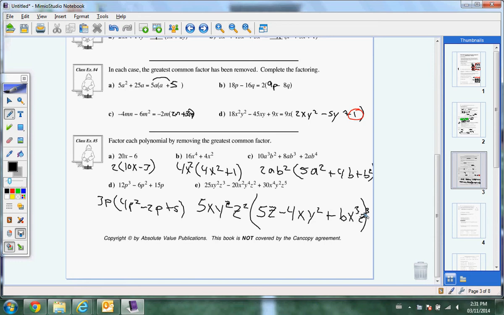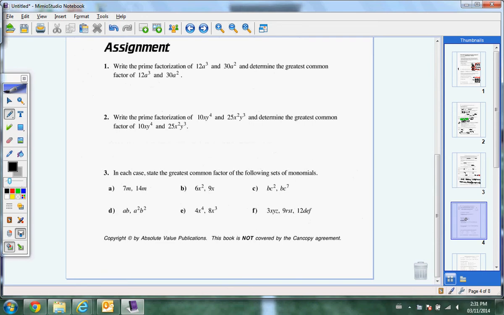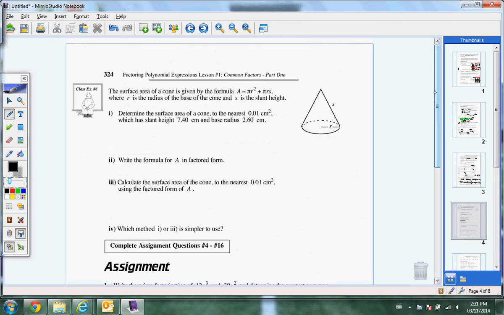Very good. All right, we just got one more example. Okay, so the surface area, and this is good for your midterm because surface area is on your midterm. The surface area of a cone is given by the formula A equals pi r squared plus pi r s, where r is the radius of the base of the cone and s is the slant height. Determine the surface area of a cone to the nearest 0.01 centimeters, which has a slant height of 7.4 and a base radius of 2.6. So I know this is 2.6. I know this is 7.4.